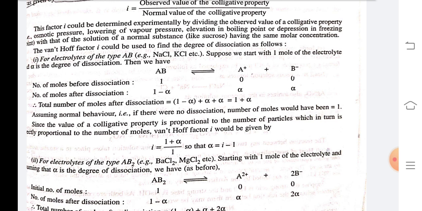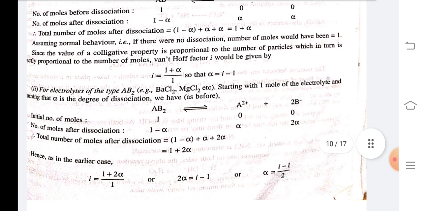2. For electrolytes of the type AB2, for example BaCl2, MgCl2, etc., starting with 1 mole of the electrolyte and assuming that alpha is the degree of dissociation, we have as before AB2 in equilibrium with A2+ plus 2B-. Initial number of moles: 1, 0, 0. Number of moles after dissociation: 1 minus alpha, alpha, 2 alpha. Total number of moles after dissociation is 1 plus 2 alpha. Hence, as in the earlier case, i = (1 plus 2 alpha)/1, or 2 alpha = i minus 1, or alpha = (i minus 1)/2.